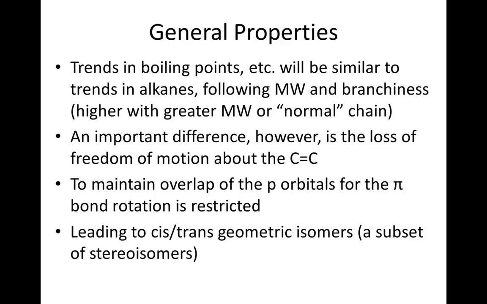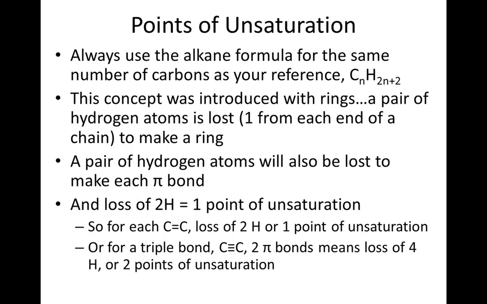But when you have a double bond, because of the p orbitals overlap, that restricts the amount of rotation you can have right at the double bond, because those p orbitals have to stay lined up. And so that means that you can have geometric isomers in alkenes, which is a subset of stereoisomers.